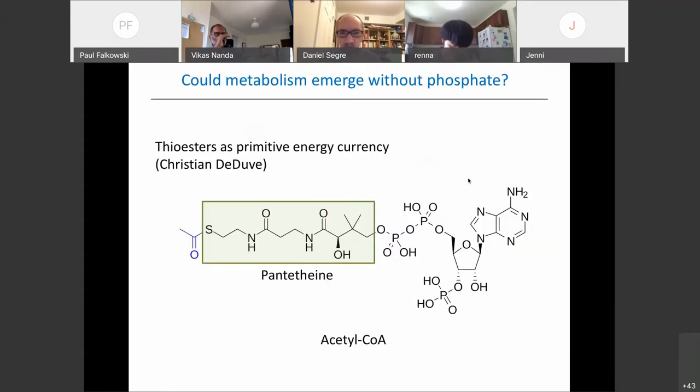So we're not, of course, the first to think about this possibility. Christian de Duve had hypothesized a thioester world where thioester bonds would provide the primitive energy currency. This is an example of acetyl-CoA, a very important molecule in metabolism today, and a subset of this molecule, pantothenate, that actually is not involving phosphate, could have been an early version of this coenzyme, and this is the thioester bond. So the question is how to use the network expansion to address this question.